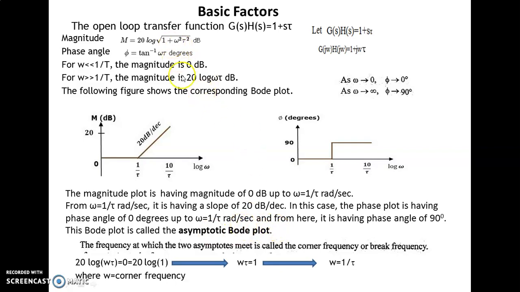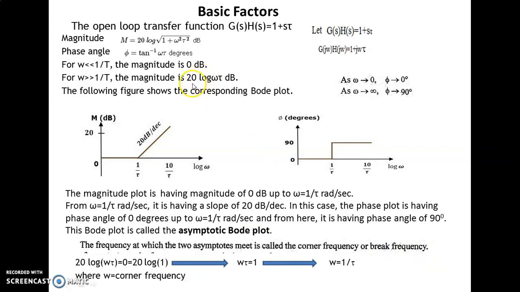Okay, here when you look, one is 0 dB, another is 20 log omega tau. One is less than, the other is greater. So these two lines meet somewhere. That meeting point is called the asymptotes meeting point. The frequency at which the two asymptotes meet is called the corner frequency or break frequency.